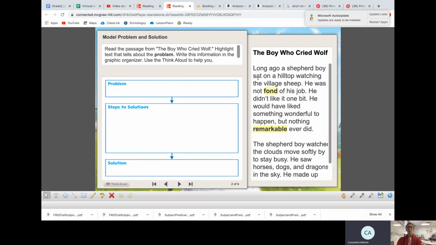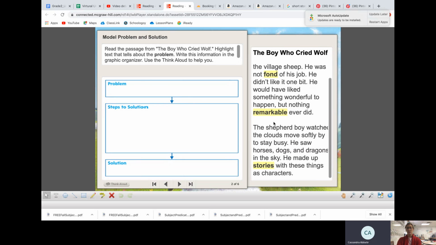Long ago, a shepherd boy sat on a hilltop watching the village sheep. He was not fond of his job. He didn't like it one bit. He would have liked something wonderful to happen, but nothing remarkable ever did. The shepherd boy watched the clouds move softly by to stay busy. He saw horses, dogs, and dragons in the sky. He made up stories with these things as characters.